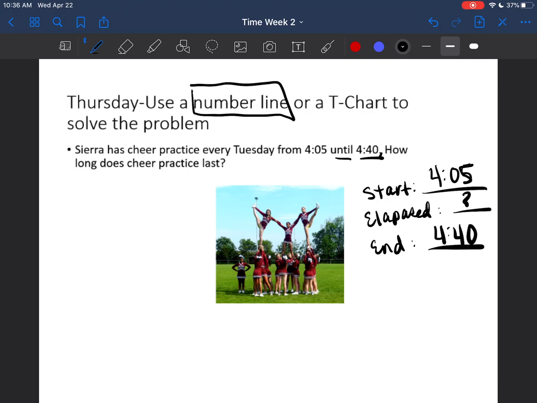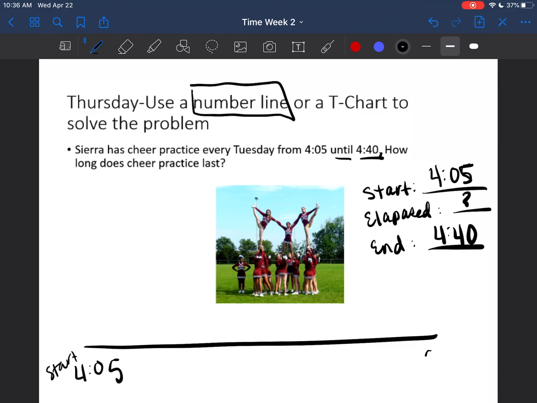All right, I'm going to use a number line. 4:05 is my start, and my end time is 4:40. So I want to know how much time has passed. So I'm going to make enough jumps to get from 4:05 to 4:40. Here we go. I'm going to make a jump of 10. 4:05 plus 10 minutes is 4:15. Am I at 4:40 yet? Nope. So I'm going to make another jump of 10.